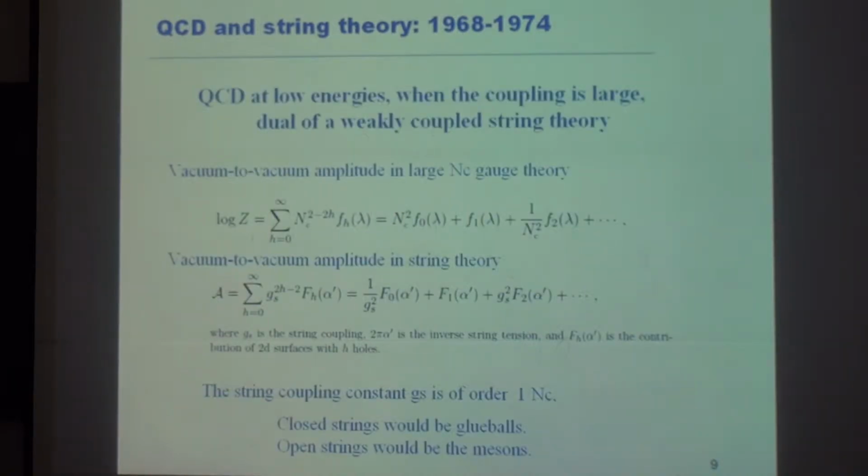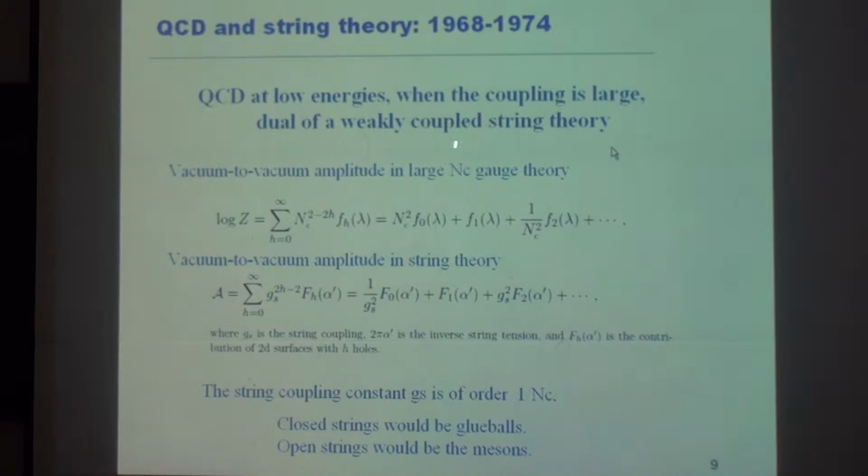So basically, what 't Hooft found is that at low energies, when the coupling is small, he found some kind of duality between weakly coupled string theory and strongly coupled QCD.